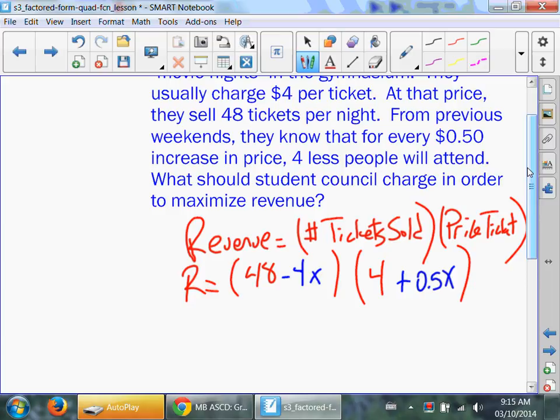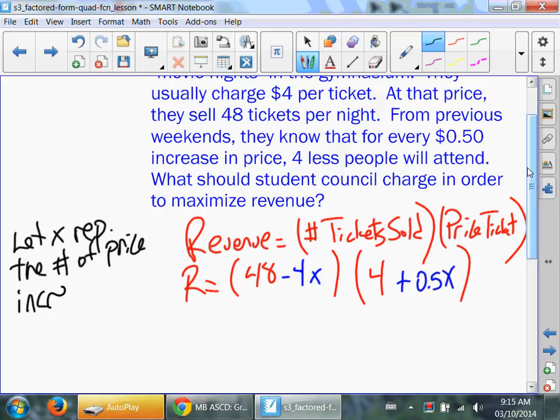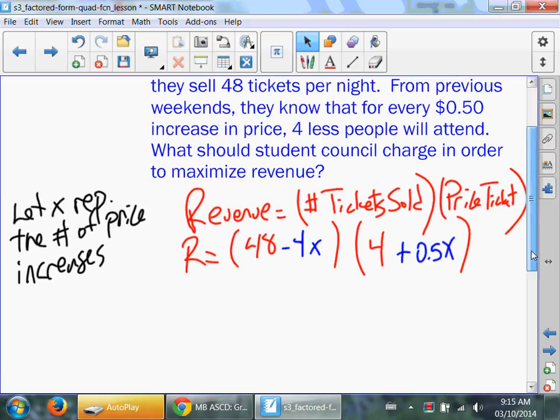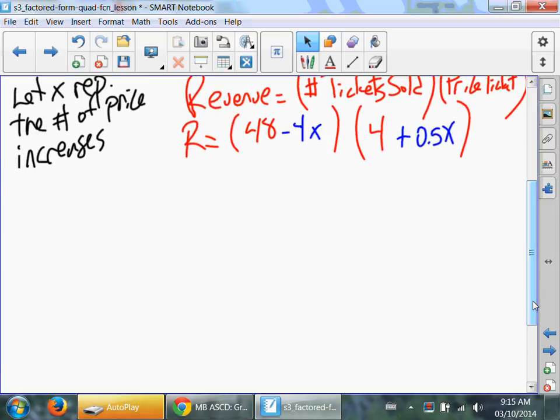Okay? So this relationship is between 2 things, the revenue and the number of price increases. And X represents the number of price increases. So let X represent the number of price increases. Okay. Now, what we need to do is factor these. In other words, we need to take each of these relationships and solve for X. They're already factored. It's already factored for us, right?